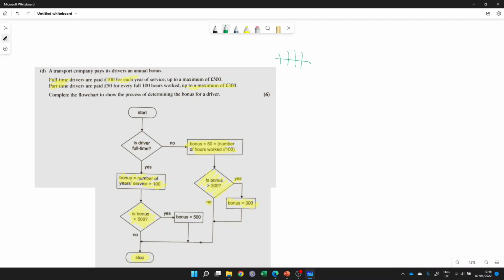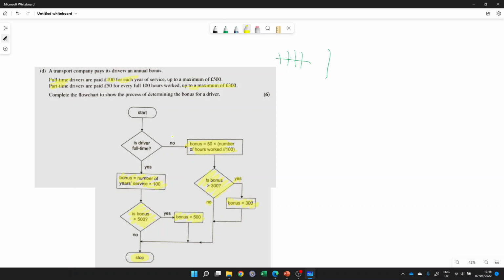So a mark for is bonus more than 500. If the bonus is more than 500, then we need a process, a calculation to limit it, to set it to 500. That will give you your 6th mark. And then in both cases, that needs to loop round to your Terminator.